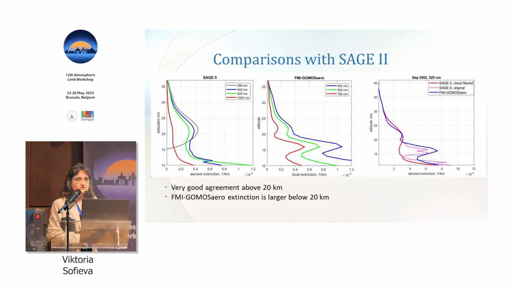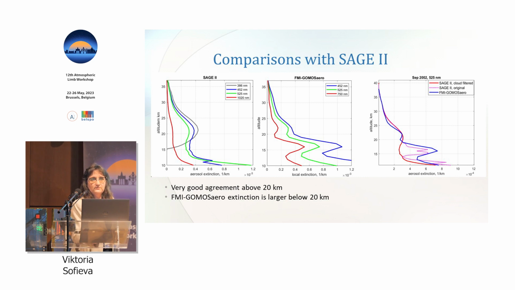When we compare our results with SAGE-2, these are our data for September 2002, and we see similar spectral dependence, larger at shorter wavelengths. Above 20 kilometers it is similar, but below 20 kilometers it is different. When we compare profiles from SAGE-2 and GOMOS, we see very good agreement above 20 kilometers, and below 20 kilometers GOMOS extinction is larger.